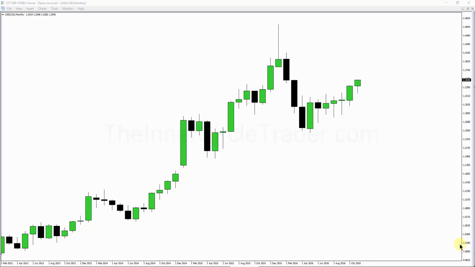This is the fourth teaching of 8 of the November 2016 content for the ICT mentorship. Okay, we're going to talk about some anticipatory skill sets, and one of the skill sets that I teach is using the monthly chart. But this teaching is going to be specifically dealing with using institutional order flow to help you find new setups.